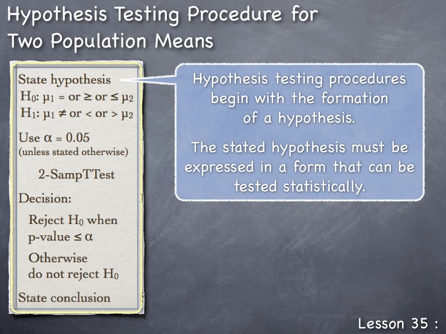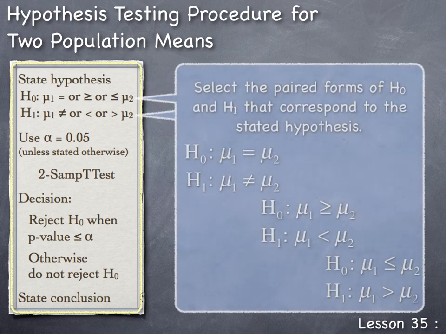Hypothesis testing procedures begin with the formation of a hypothesis. The stated hypothesis must be expressed in a form that can be tested statistically. Now, this involves selecting the paired forms of H0 and H1 that correspond to the stated hypothesis.